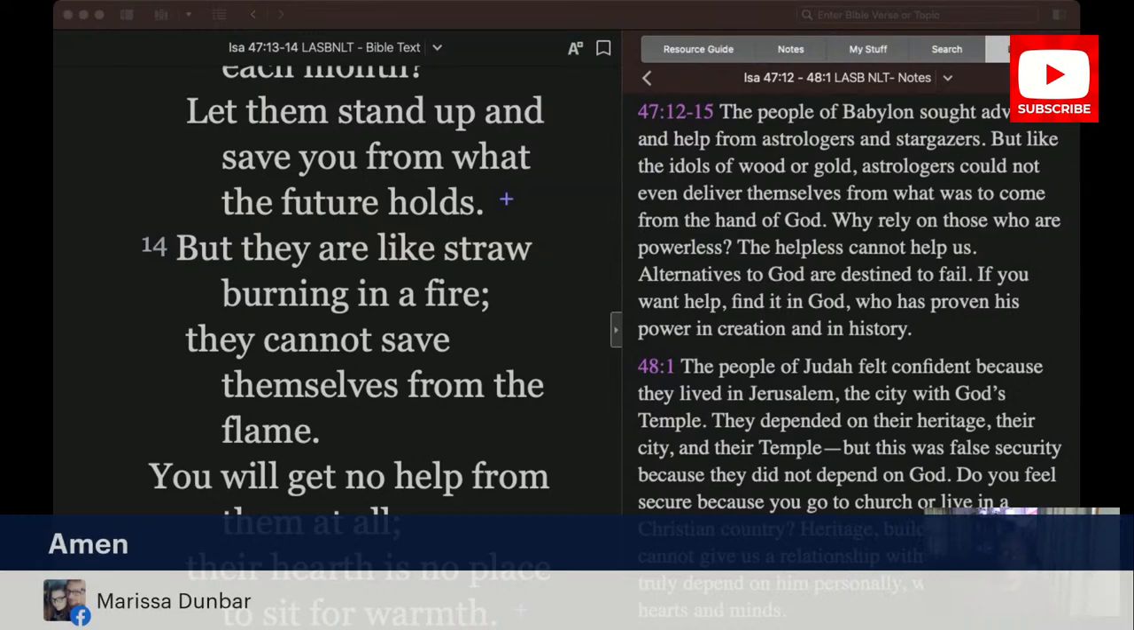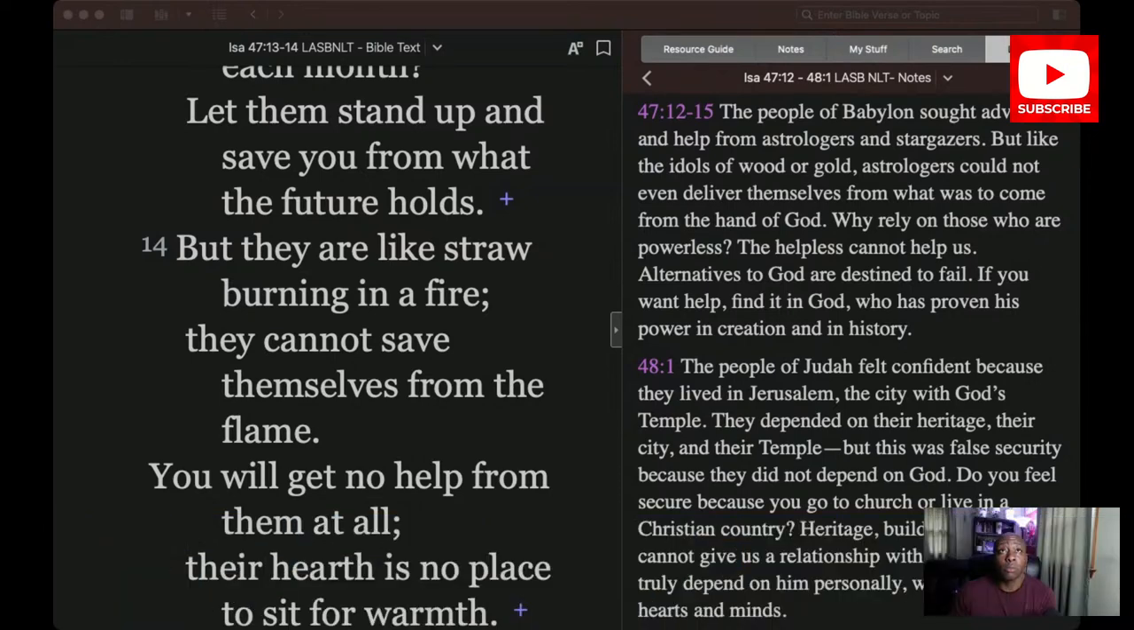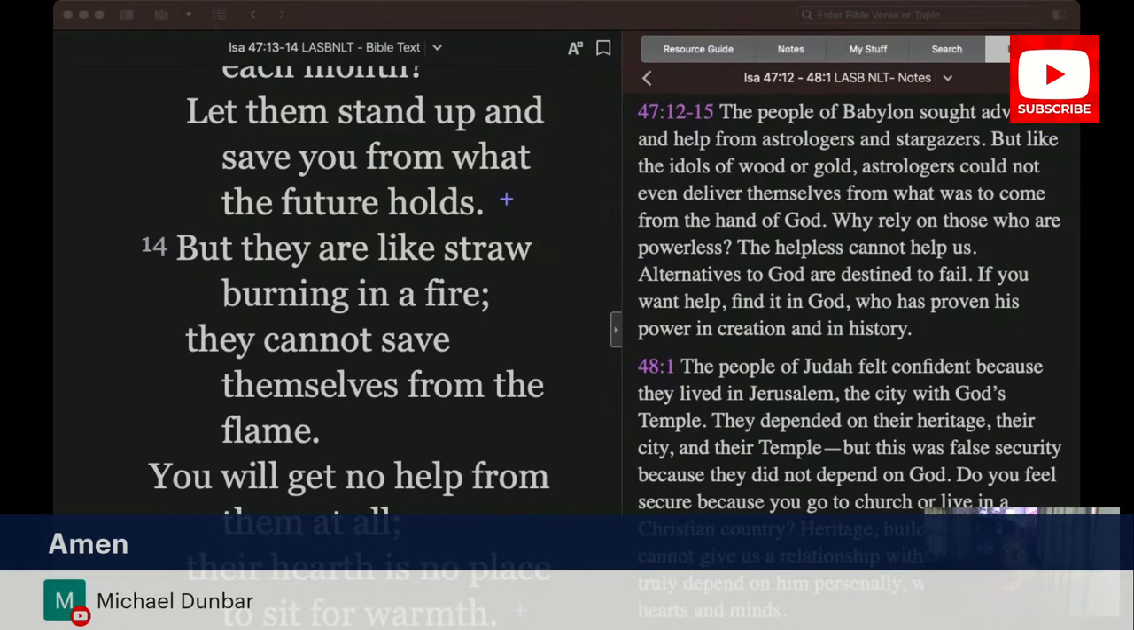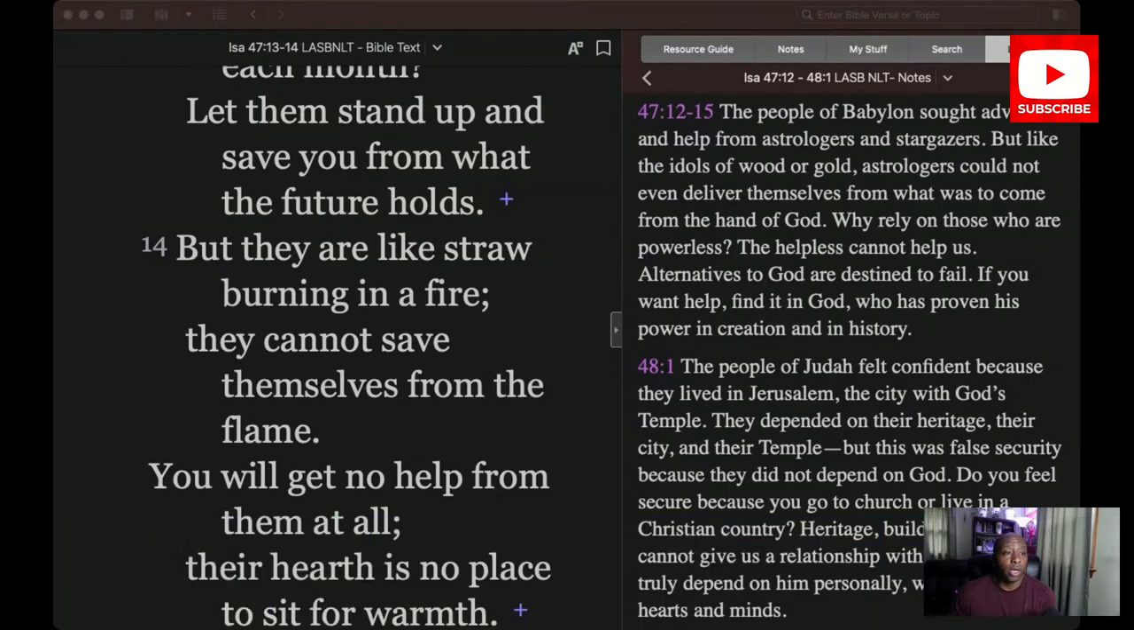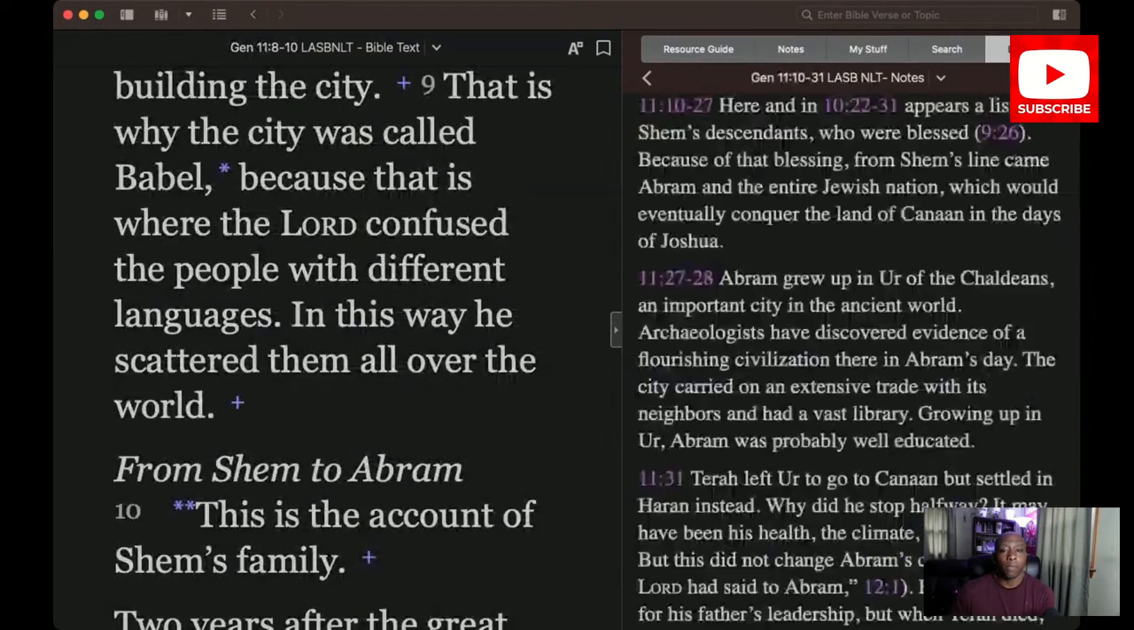Good scripture. Okay, so now you guys ready to go into Genesis chapter 11, verse 9, the last one. So let's go into that and let's see what we're going to get out of that.